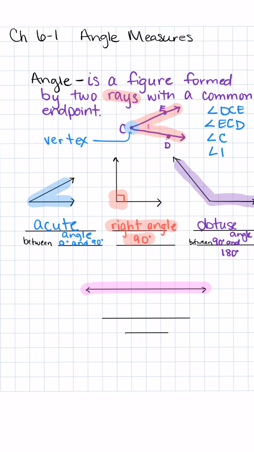And then we have a straight line, and that is called a straight angle. A straight angle measures 180 degrees. So it's always 180 degrees if it's a straight angle.